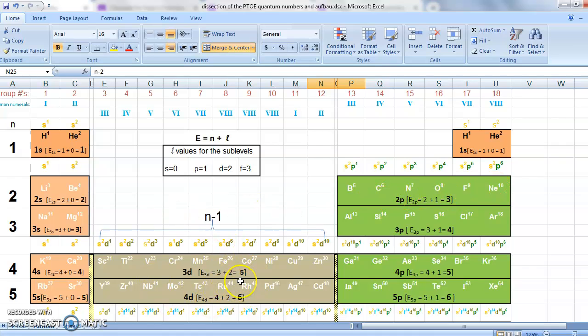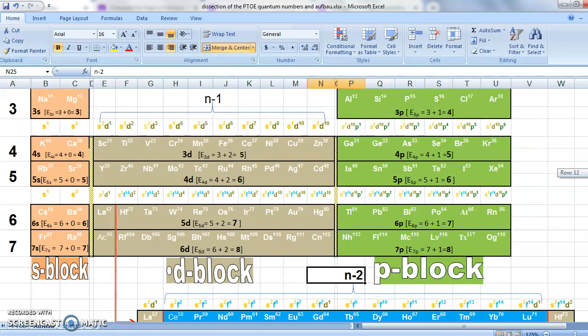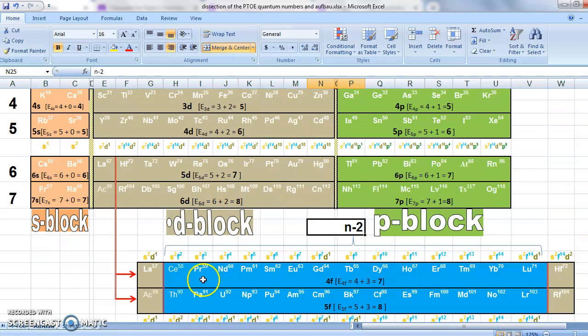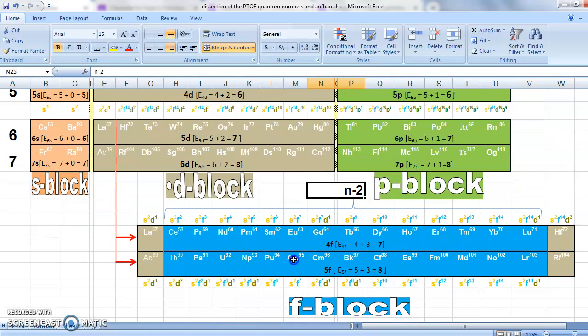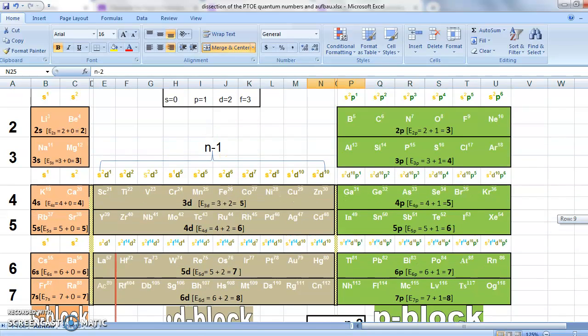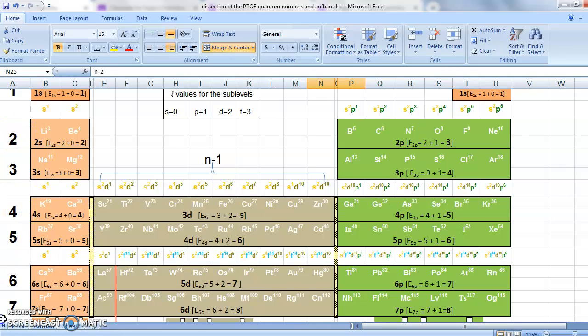This is the D block. The D sublevels made up of 5 orbitals, each holding 2 for a total of 10. There's 10 columns there. S block, P block, D block, and of course down here, pulled out of the table, is the F block. F block's made up of 7 orbitals, each holding 2 electrons for a total of 14. And we know that there's 7 horizontal rows or periods to the periodic table.